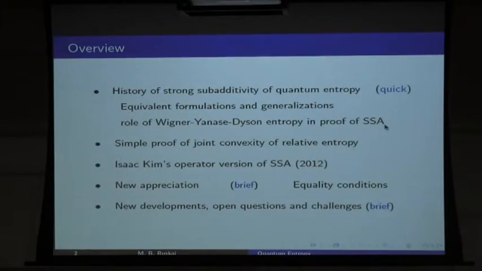I would like to go over some of the history, and I'll try to do that very quickly, but I think it's important to show some equivalent formulations of strong subadditivity, and in particular the role of the Wigner-Yanase-Dyson entropy. And then I will slow down. I'll give you a very brief, simple proof, and then I want to talk about a remarkable new result. Basically, 40 years after the proof of strong subadditivity, there were a number of new results, of which the most notable was Kim's, who is a graduate student at Caltech, an operator version, and then I will make some remarks on other new developments.